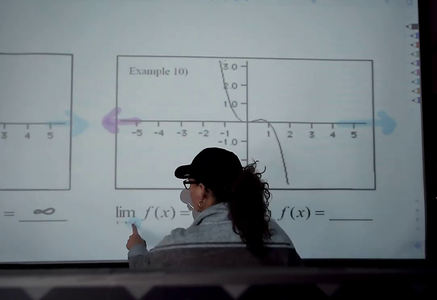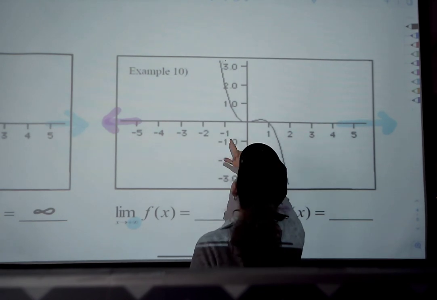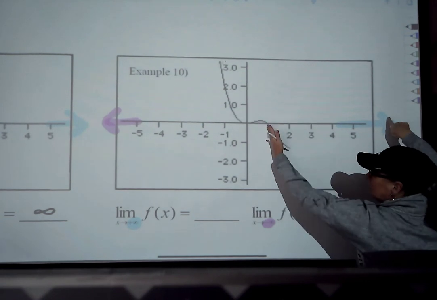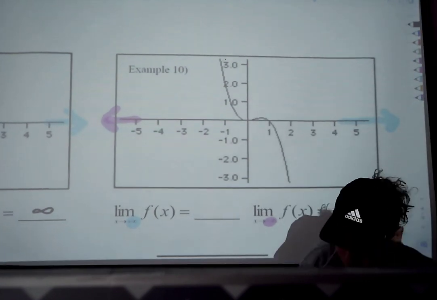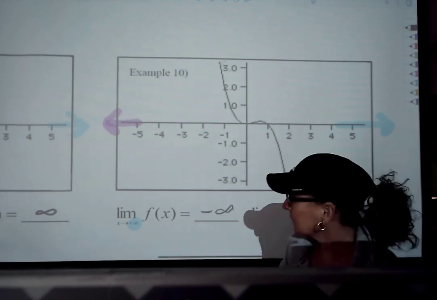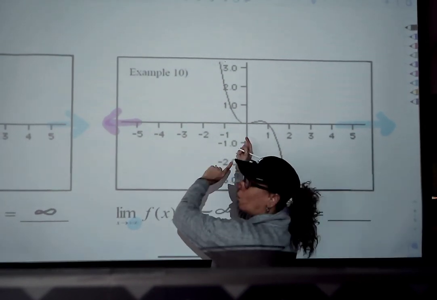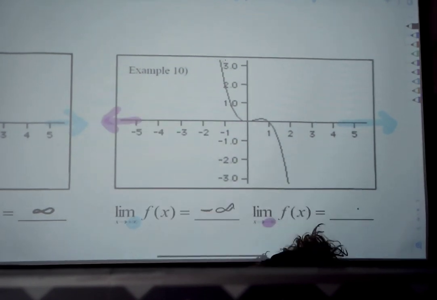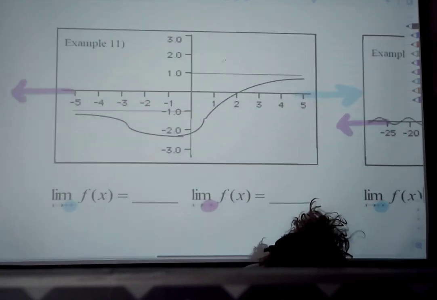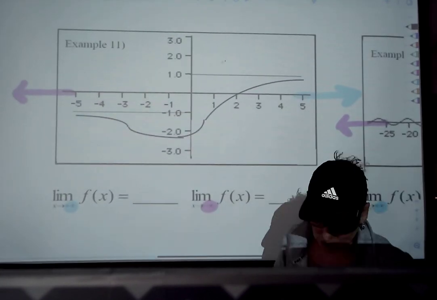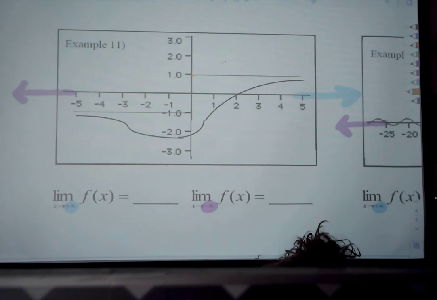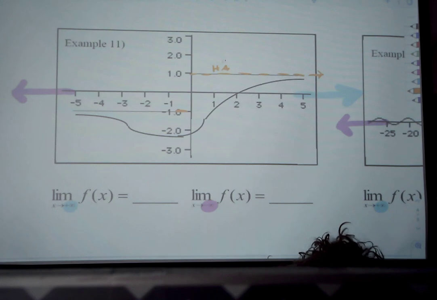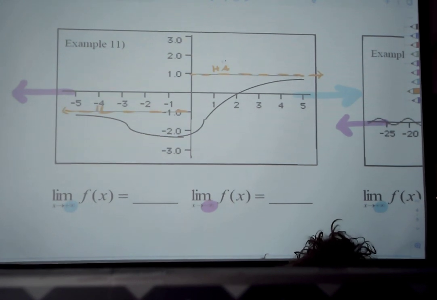Ready? As x approaches positive infinity, this looks like maybe a cubic. As x approaches positive infinity, look way out here. Where is the function? Way down here. As x approaches negative infinity, look way this way. Where's the function? Way up there. Next one. I believe this is a horizontal asymptote, and I believe this is a horizontal asymptote.